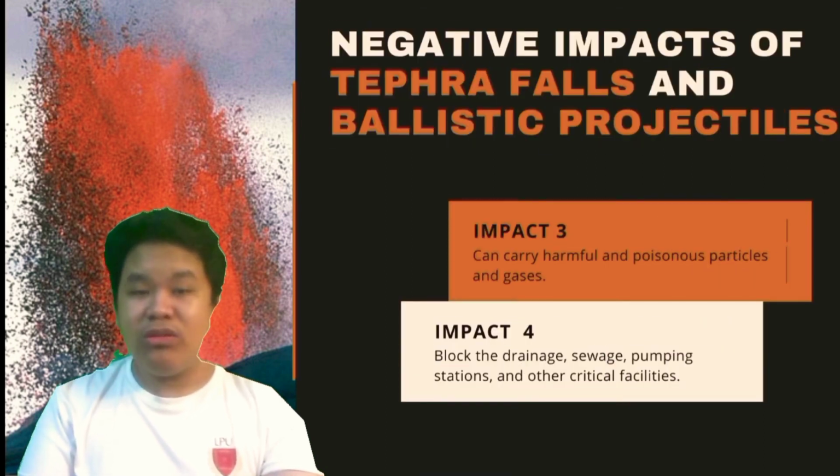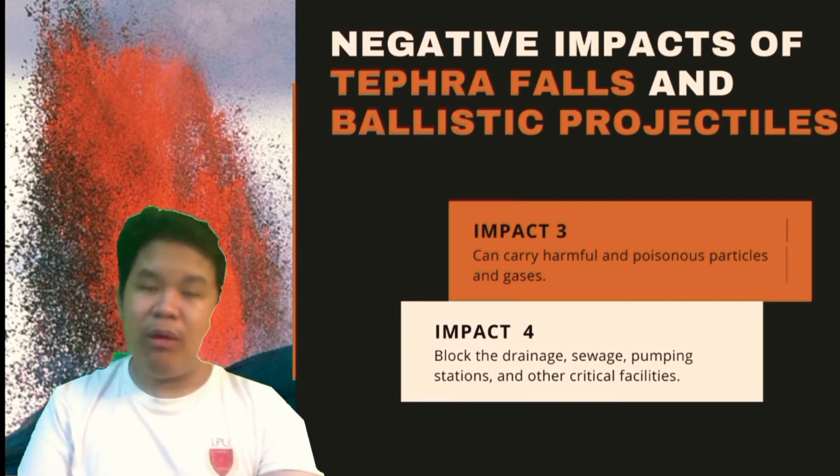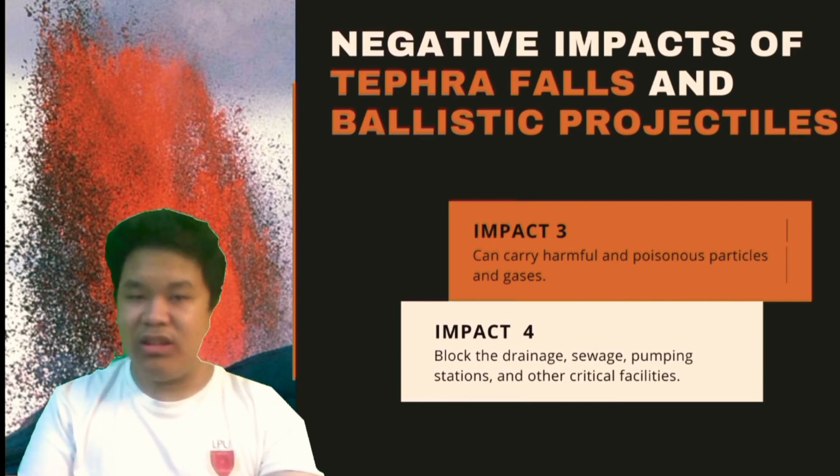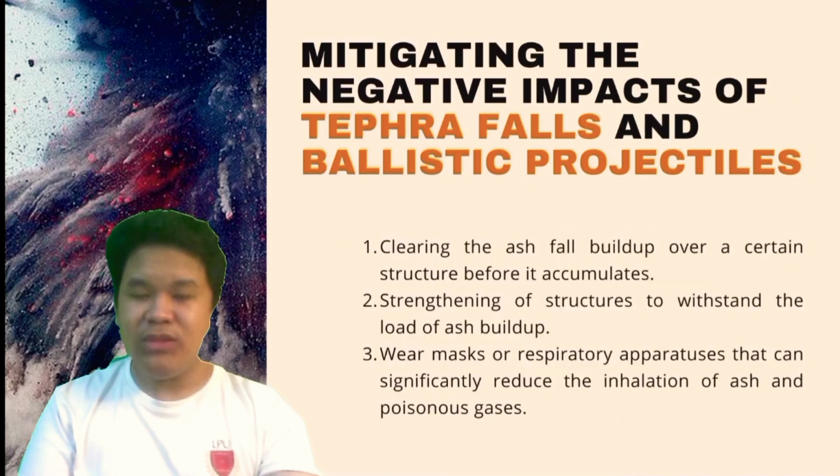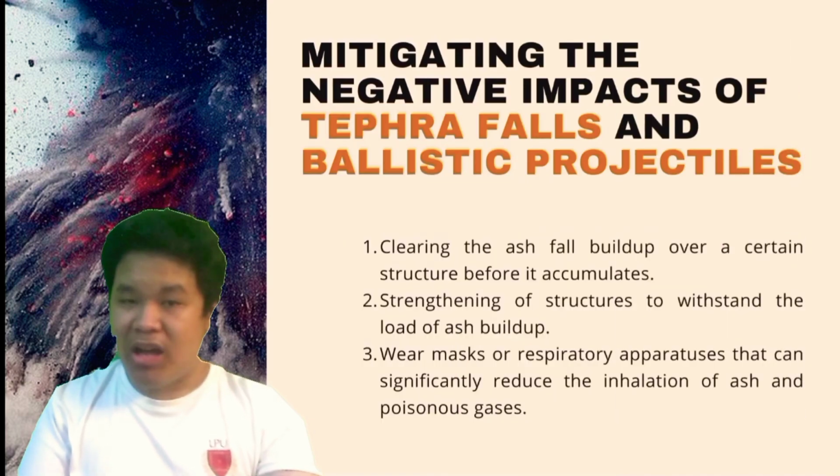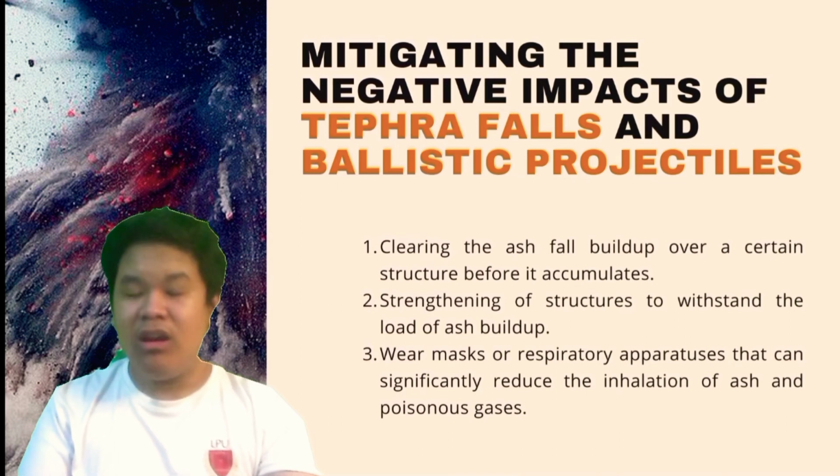Tephra falls can also carry harmful and poisonous particles and gases, and they may also block drainage, sewage, pumping stations, and critical facilities. With all of these negative impacts, they can also be mitigated, because some tephra fall hazards can be practically mitigated to minimize their destructive effects without the need for evacuation.